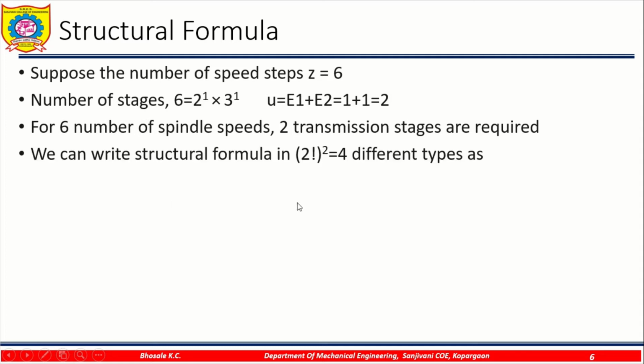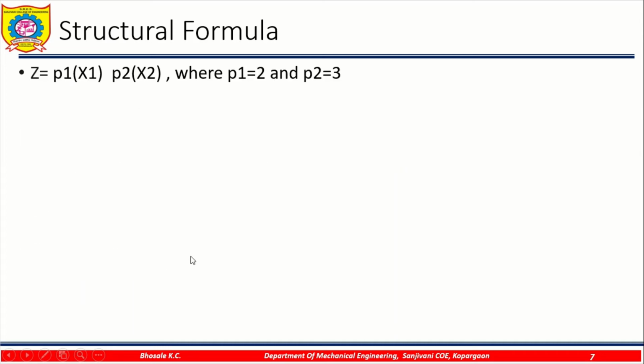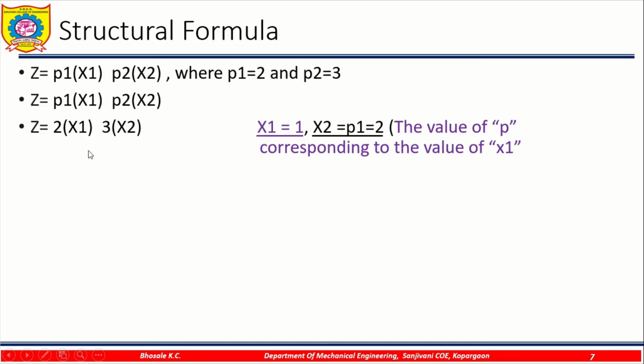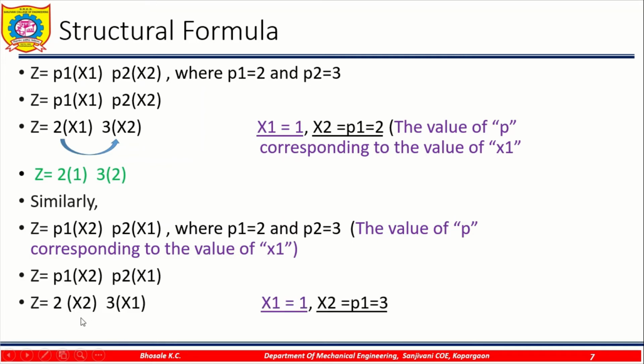So we can write the structural formula as 2 factorial squared, that is 4 different types, like P1, X1. Here we have taken P1 equal to 2 and P2 equal to 3. P1 is 2, X1 is normally 1, and the value of X2 is the value of P corresponding to X1. So 2 into 1, 3 into 2. Similarly, it is 2 into 3, and along with the X1 value, 3 will become the X2 value.